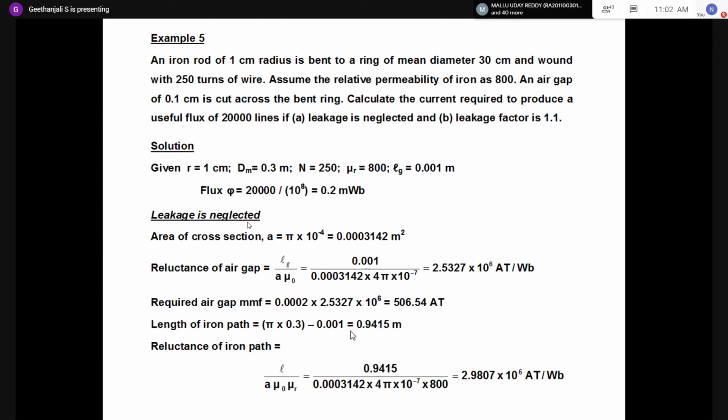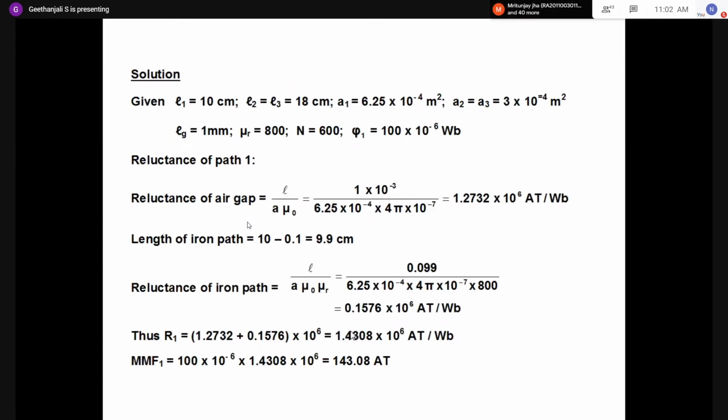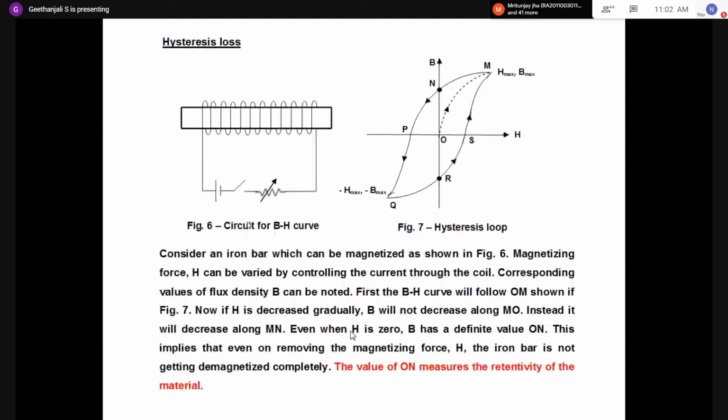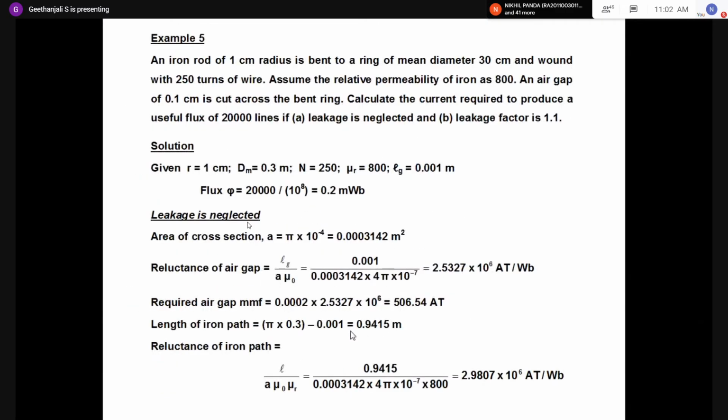If it is not there in your syllabus, skip it. So example number 5. Next to example number 5, this is also a very important problem from the exam point of view. Already I told you, the mu problem is very important, finding the value of relative permeability, mu. Other than that, this example 5 is also important. All of you go through the problem.